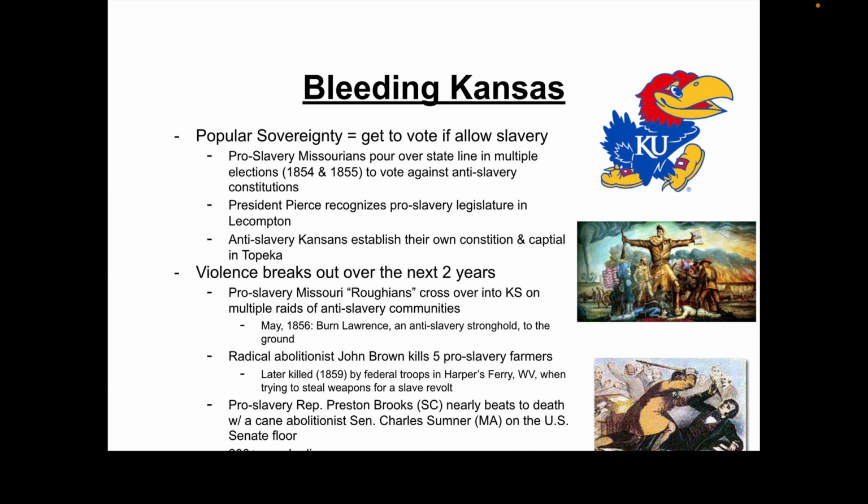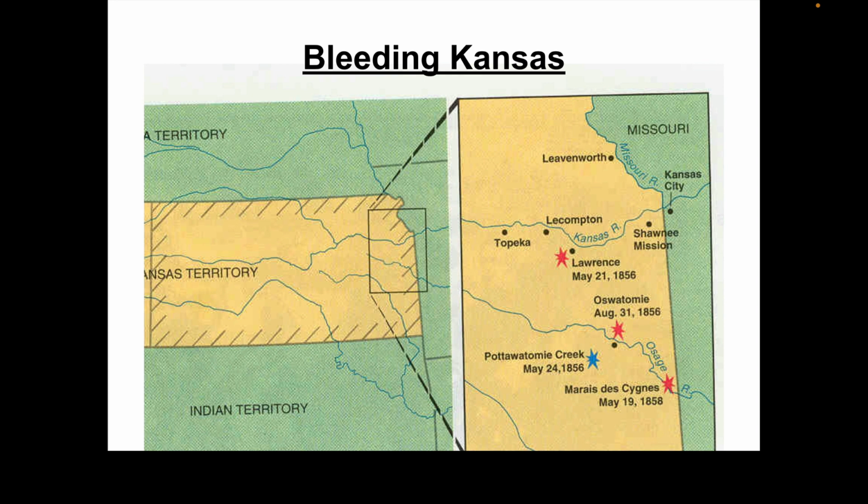And in response, a gentleman, I wouldn't say gentleman, he was kind of crazy, a guy by the name of John Brown, who was a religious zealot and very radical abolitionist, so anti-slavery, willing to start wars about it. He gets a group of anti-slavery folks together and goes to Pottawatomie Creek, a pro-slavery settlement.